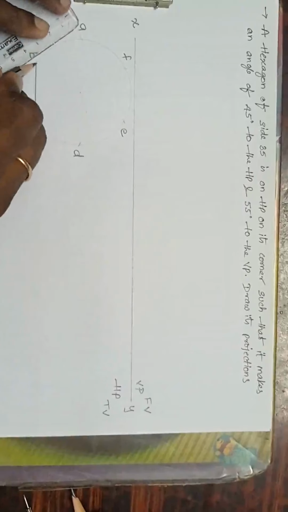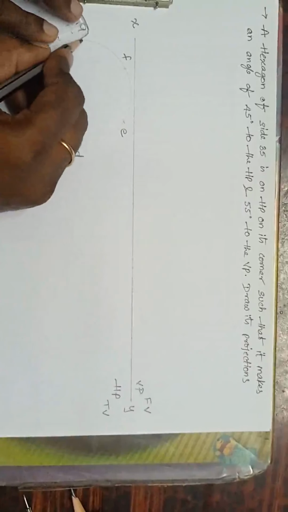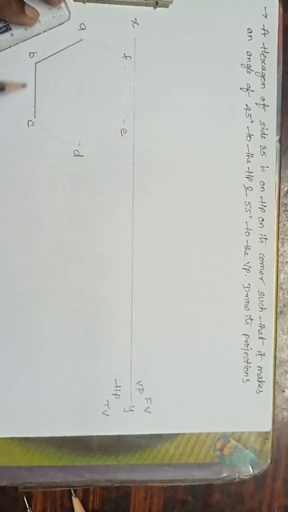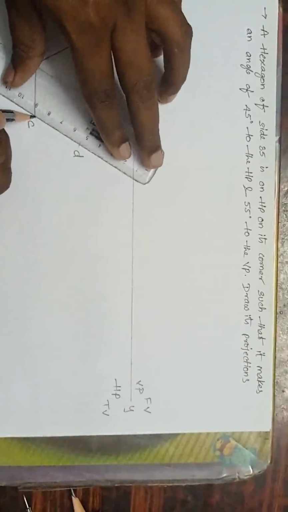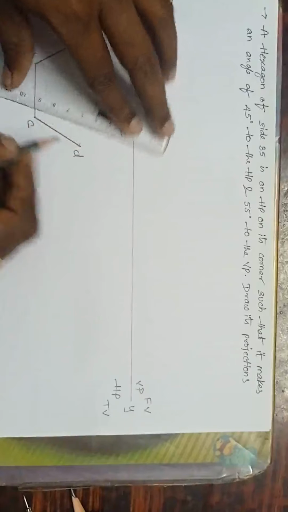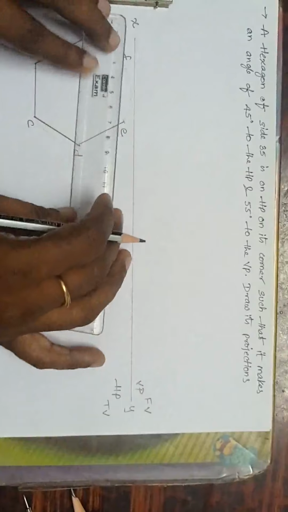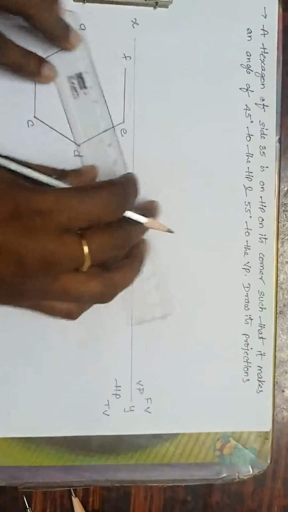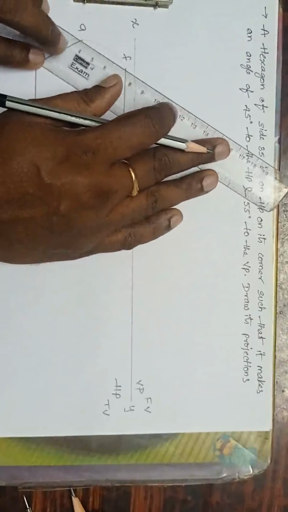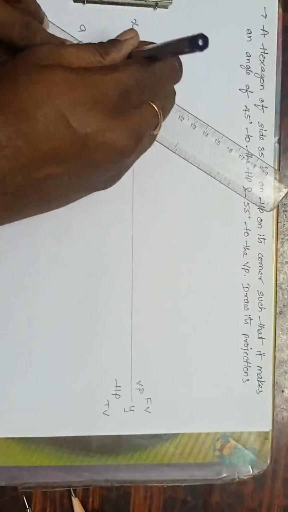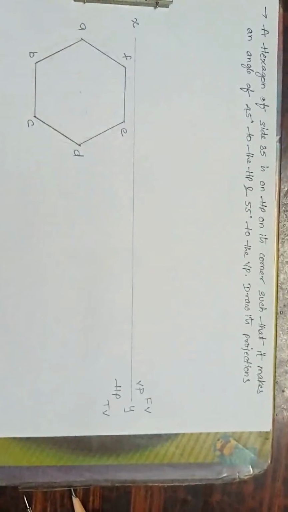Okay, fine. What to do? Join AB, join BC, join CD, join DE, join EF, join AF. Done. You have got the hexagon now.